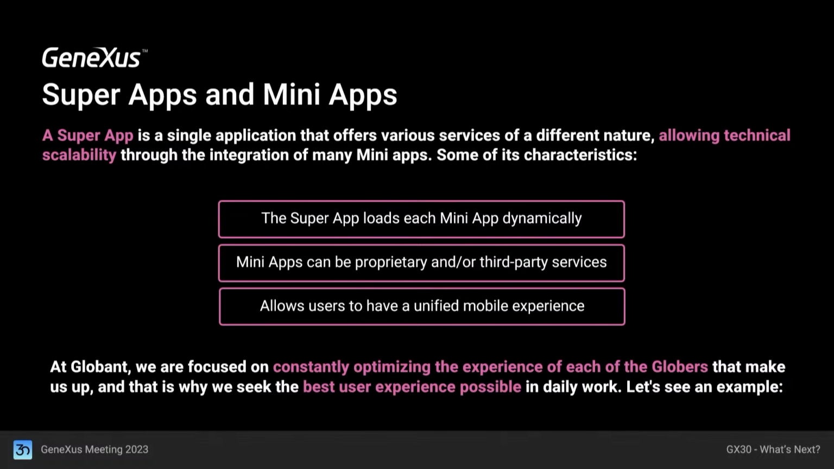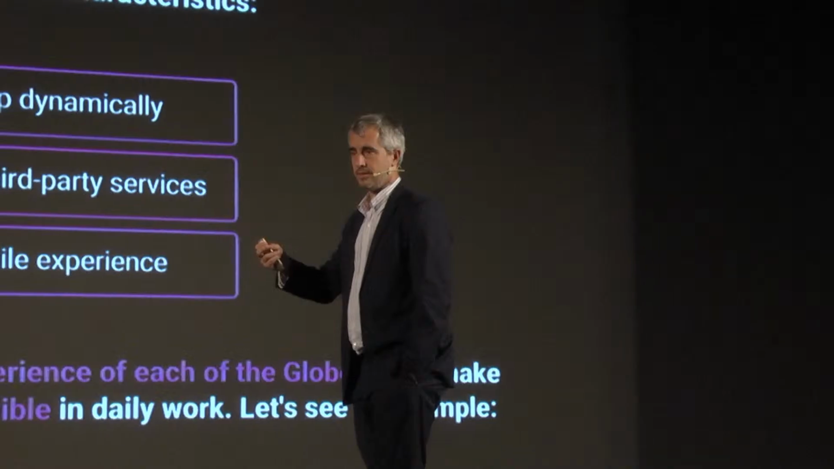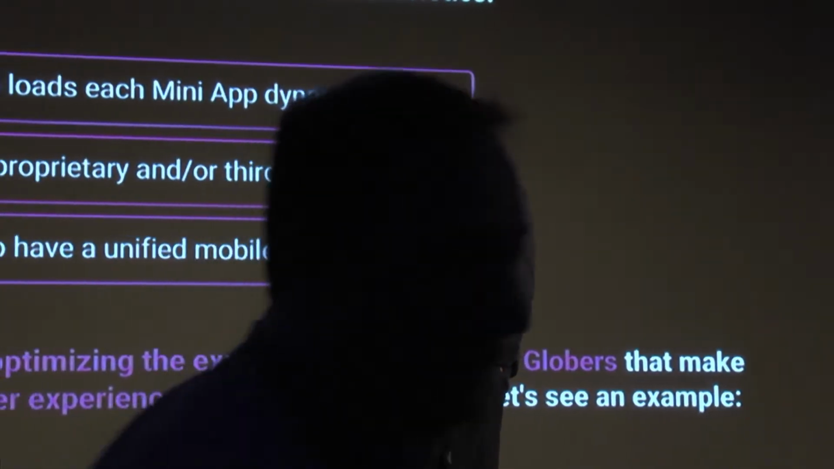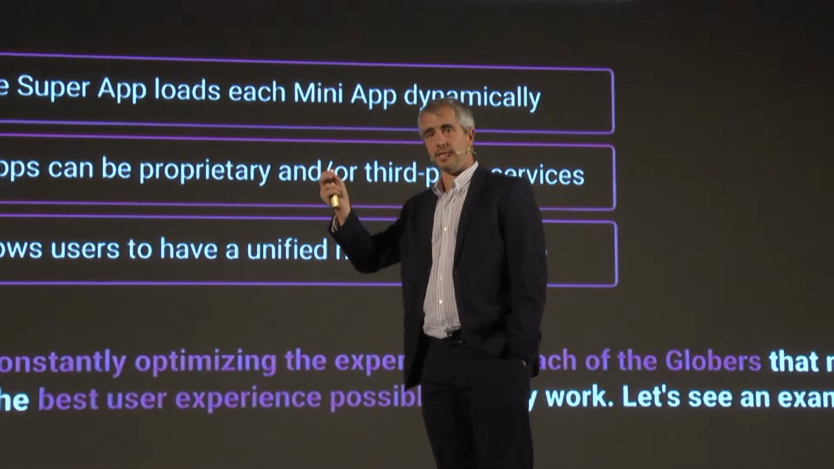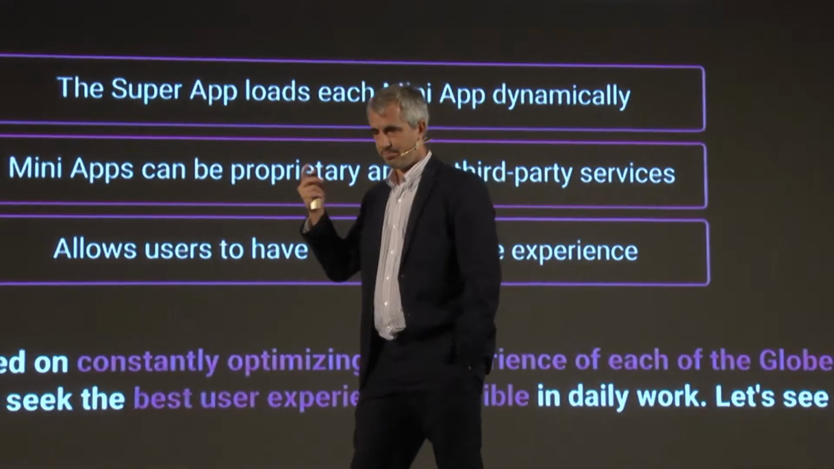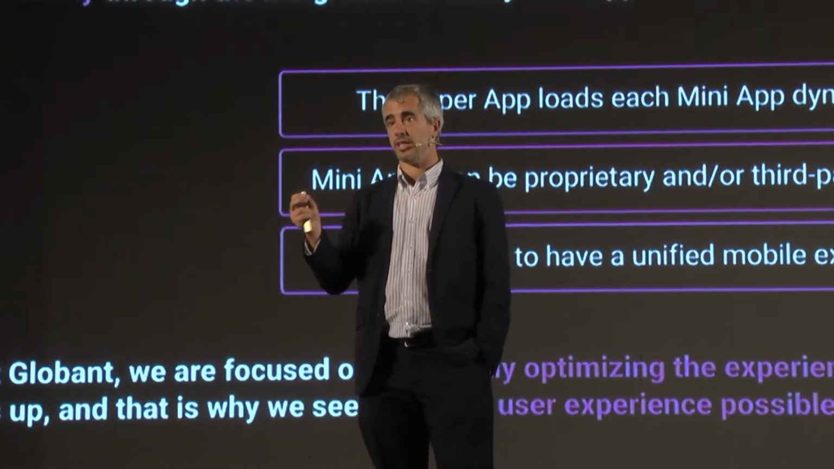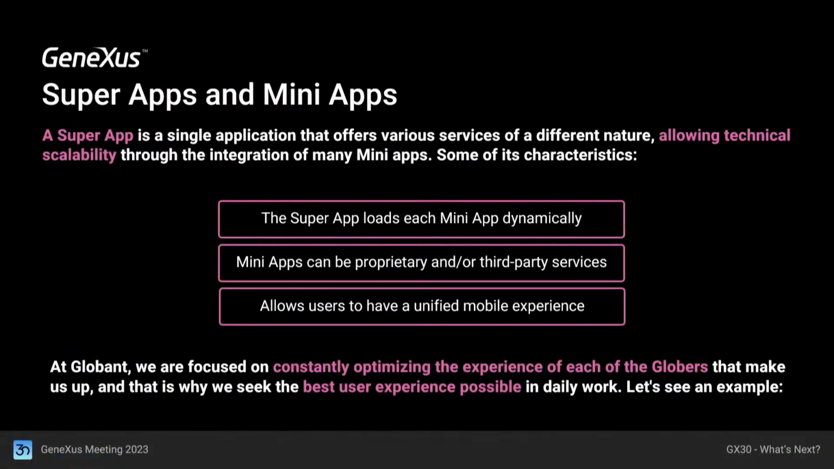From my standpoint, what are the most important characteristics of a super app? In the first case is the dynamic load of these mini apps that run on top of it, because an important characteristic is that I can display and send mini apps to the 29,000 Globers without having to tell them that they have that. They have the super app. The super app is running, and whenever you want to run a mini app, you can do it without having any problems.